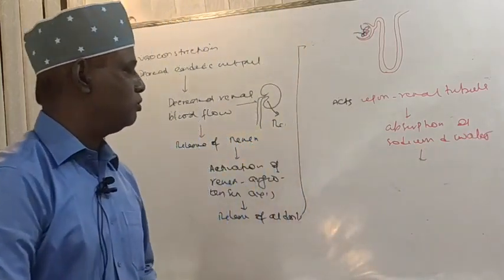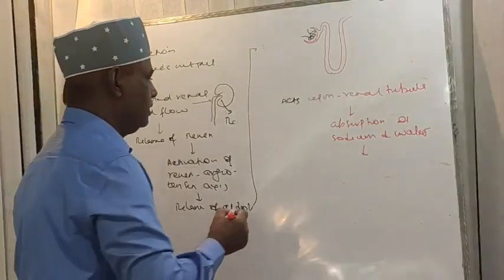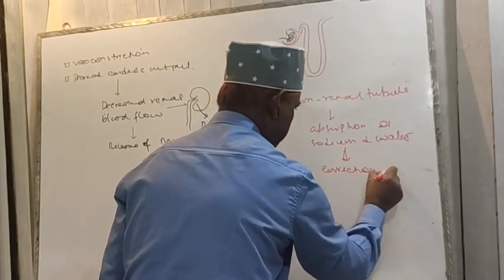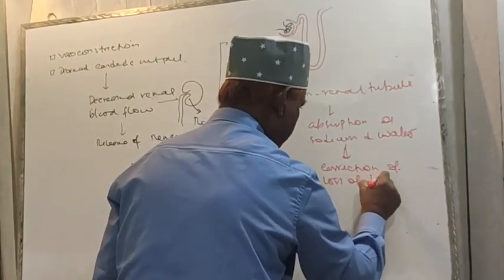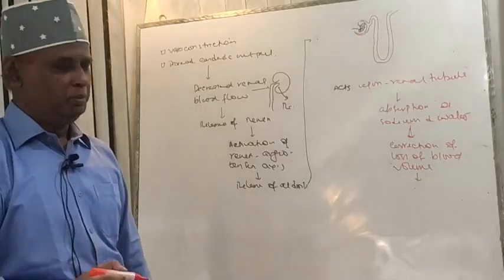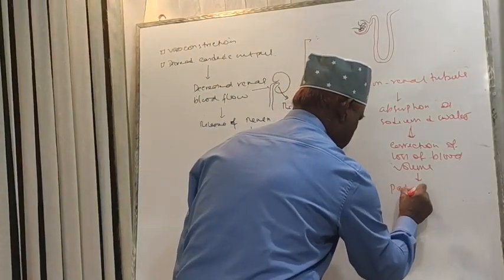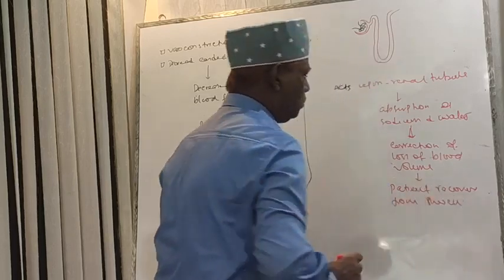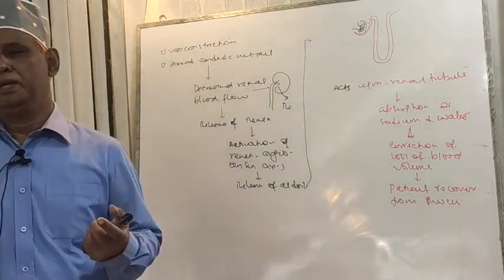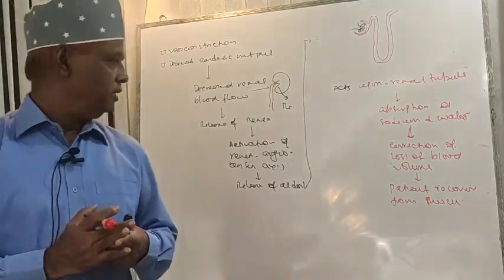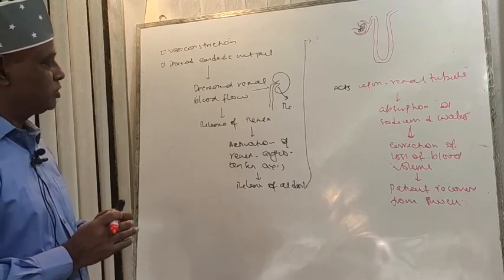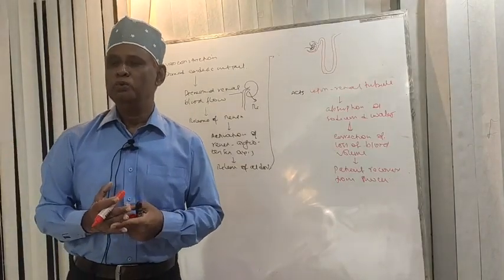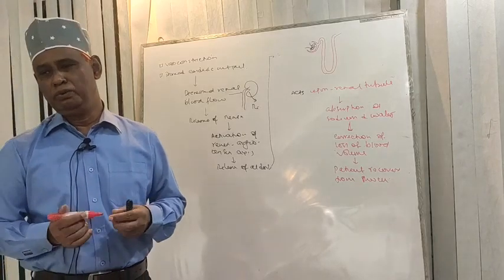And as there is absorption of sodium and water from the tubules, there will be correction of blood volume. Patient recovers from shock without any supplementation from outside like infusion or transfusion. This is the early compensated stage of shock. The patient can compensate the shock and recover without any supplementation from outside like infusion or transfusion.